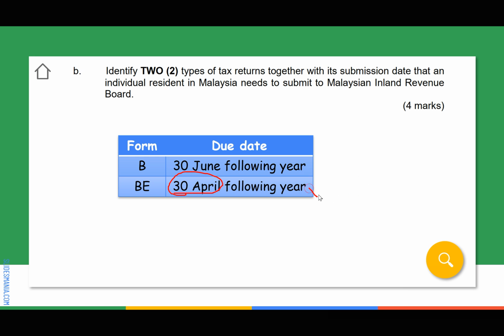Still the same, next year. Form B next year, 30th June, and then BE is 30th April next year. This is how you guys answer for this past year question. Okay, thank you everyone.